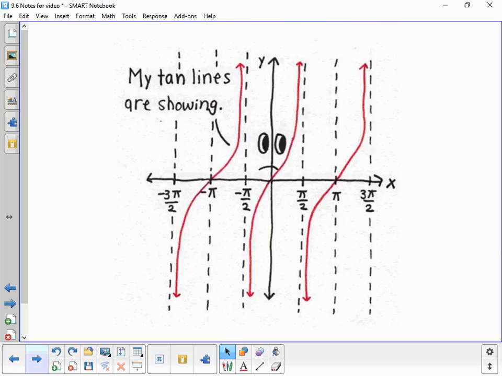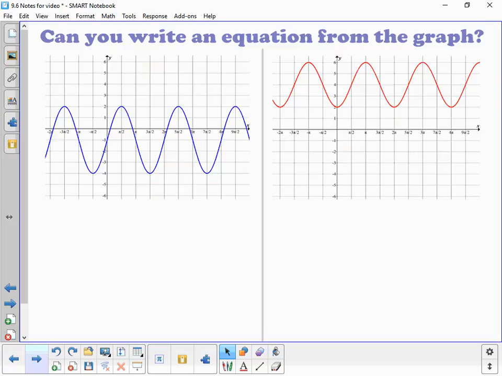Okay, oh, second pun of the day. My tan lines are showing. It's so funny. Okay, last thing.